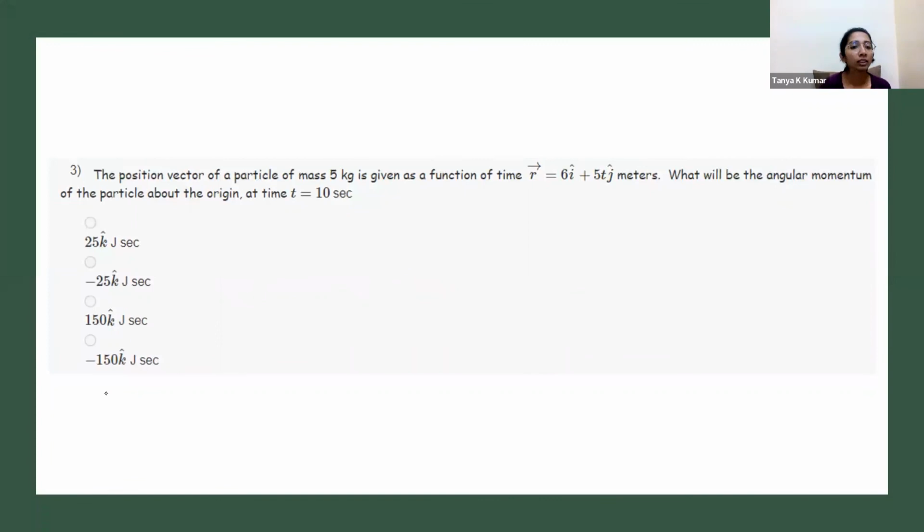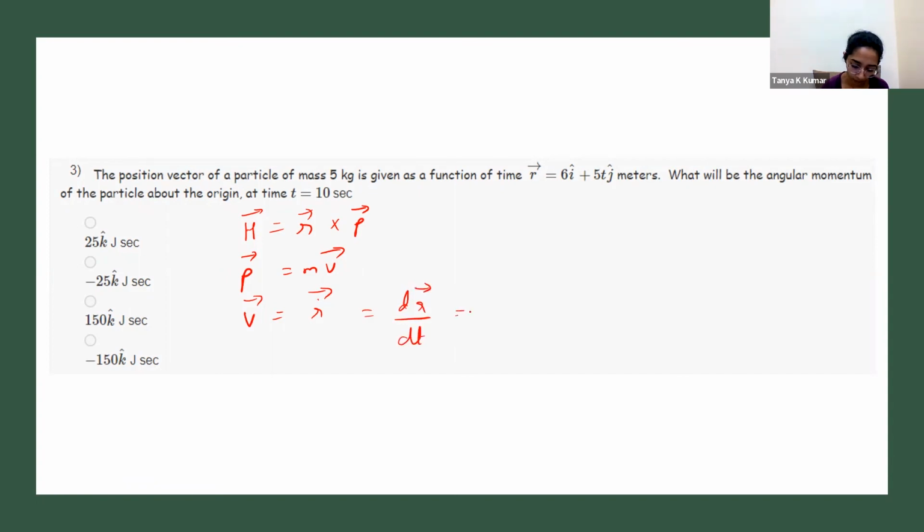Now the next question is, the position vector of a particle of mass 5 kg is given as a function of time. The position vector R is 6I plus 5tj meters. What will be the angular momentum of the particle about the origin at time 10 seconds? So what is the angular momentum? H is equal to R cross P, right? So R is given to you. P is what? P is mv. Okay, and what is v? V is rate of change of R, so R dot, that is dr by dt.